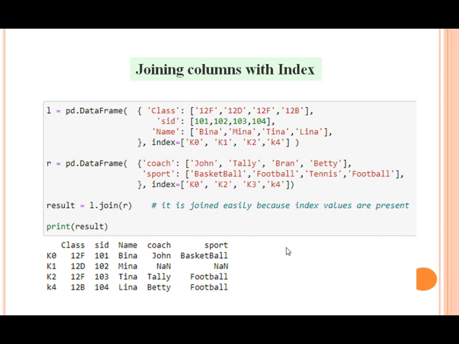So now I supplied an index to my data frames. Of course my data frame is class. Now I'll change the name and put it L and R. L stands for left, R stands for right. Clear? So here it is like this, class, SID, name, coach and sports now. And index values are also given.